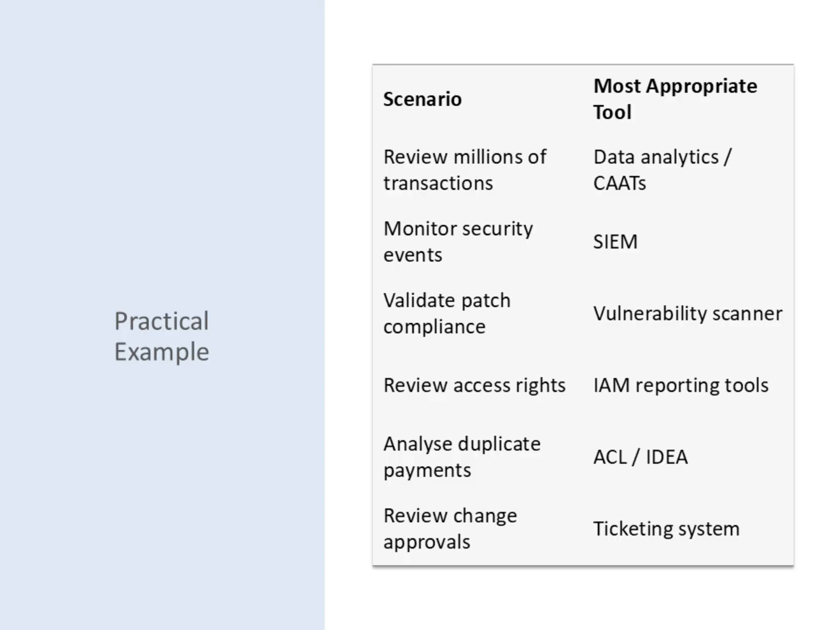And when reviewing change approvals and operational activities, ticketing systems provide important audit evidence showing approvals, workflows, and control execution. One of the key lessons here is that different audit objectives require different audit tools and techniques. A strong auditor understands not only the audit objective, but also which tool provides the most effective and reliable evidence for that specific scenario.